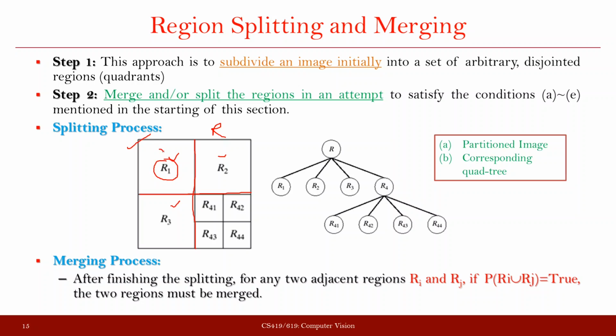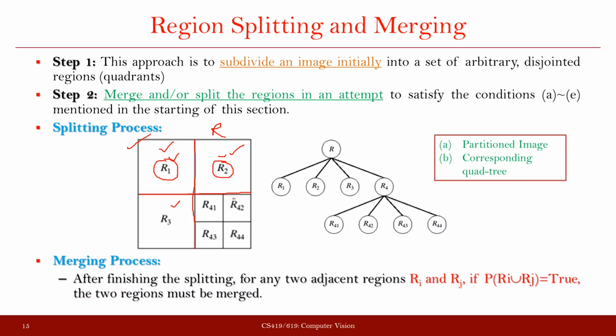So then we don't need to divide it any further. We can group all the pixels in R1 into one segment. Similarly, let's say in R2 we found that all the pixels in R2 are sharing the same property. Then they can be grouped into one segment.